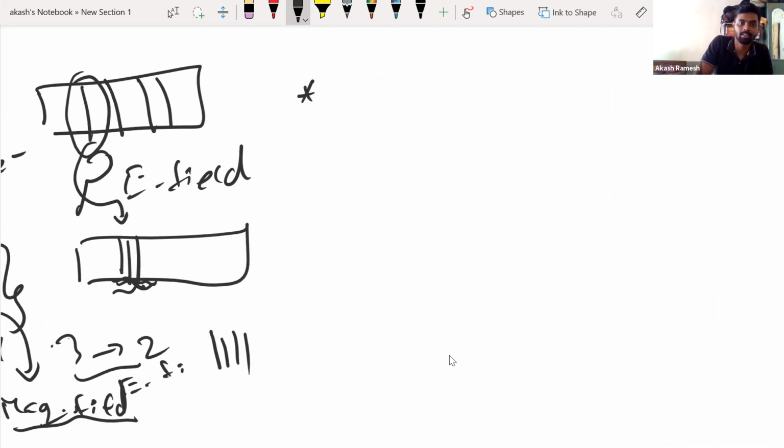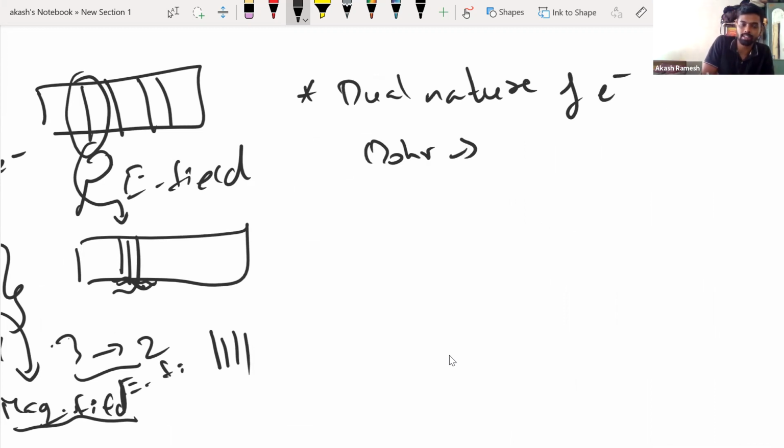Next one is the dual nature of electron. Please understand, Bohr considered electrons to be only particles.